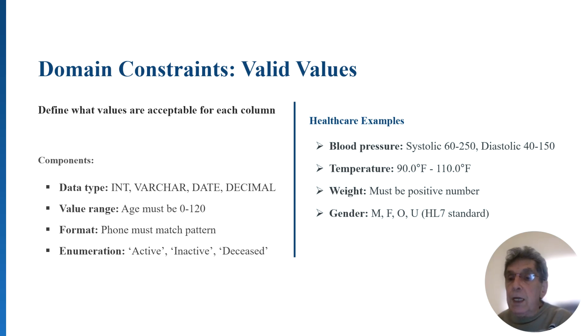Format constraints ensure data follows expected patterns. Phone numbers should match a specific format. Email addresses should have an @ sign in them. Enumeration constraints limit values to a specific list, like gender might be limited to M, F, or O, or U for unknown, following the HL7 standards. A status might be active, inactive, or deceased.